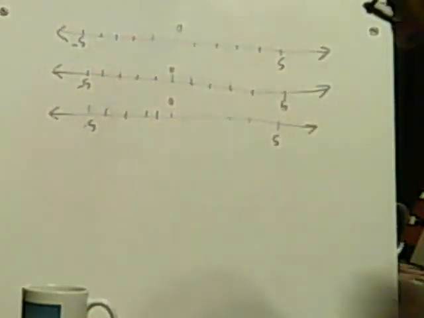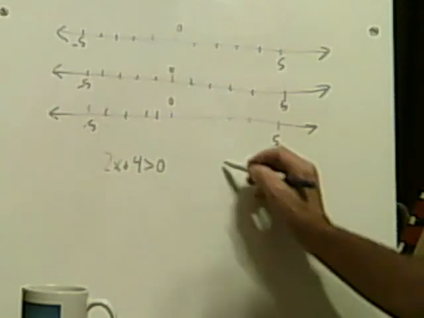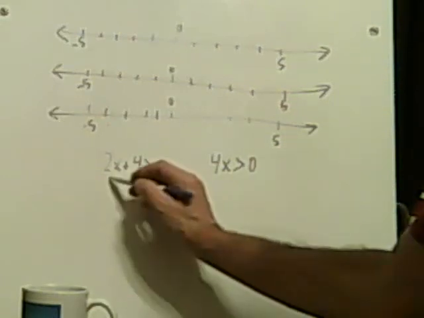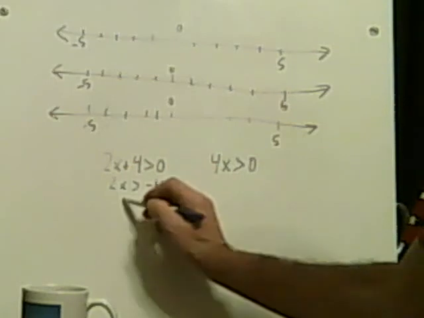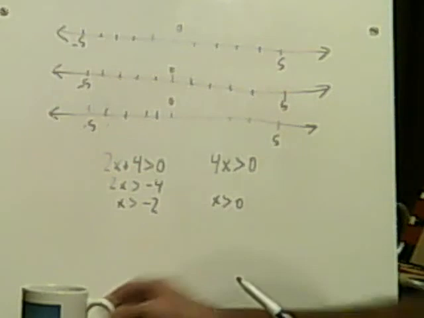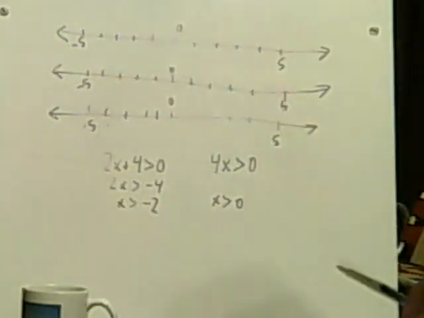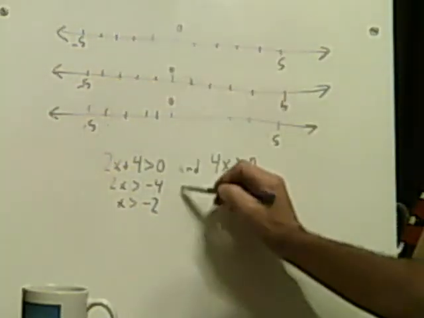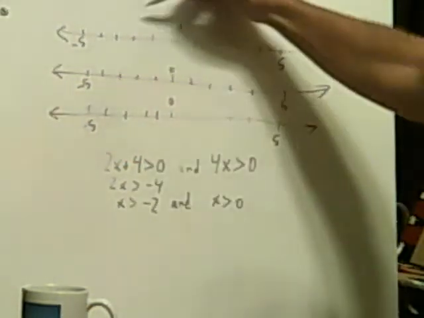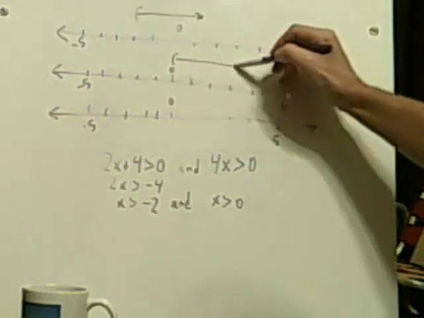Now, number 22. 2x plus 4 greater than 0. 4x greater than 0. So this is going to be 2x greater than negative 4, or x greater than negative 2, x greater than 0. x is going to be greater than negative 2, and x is greater than 0. But remember now, this is all and. So x greater than negative 2 looks like this, and x greater than 0 looks like this.